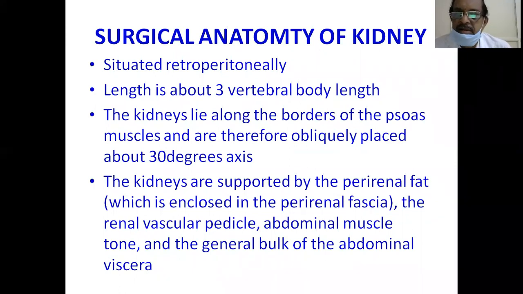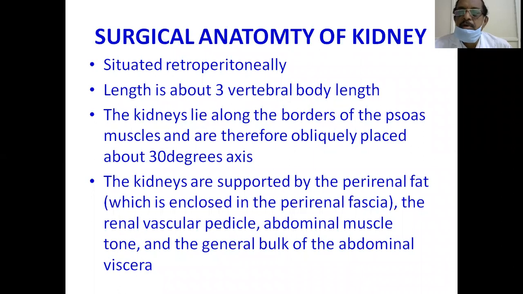Length is about 3 vertebral body lengths, and the kidney is intimately related to the vertebral bodies and transverse processes. So you have to remember this. This is an important anatomical thing, wherein you have to suspect a kidney trauma if there is trauma to the vertebral bodies L3, 4, and transverse process fracture. So the kidney lies along the borders of psoas muscles and is also obliquely placed about 30 degrees, which you came to know last time about the anatomy and rotation of the kidneys.